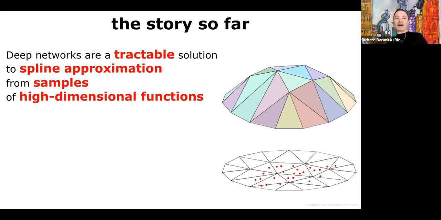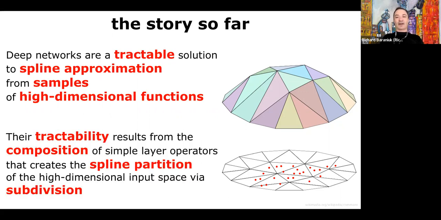Spline approximation, like free knot splines in higher dimensions, it's not even clear how to define what you mean by free knot spline. And this is, I think, the thing that makes deep nets so interesting from a theoretical perspective. The tractability is key, and it results from the fact that we're hierarchical, right? The fact that we're using a composition of these simple layer operators where we build up this partition using subdivision, rather than defining the tiling a priori. So we're taking training data and adapting the spline partition to that, and then also the spline CPA approximation. Hopefully this makes sense.